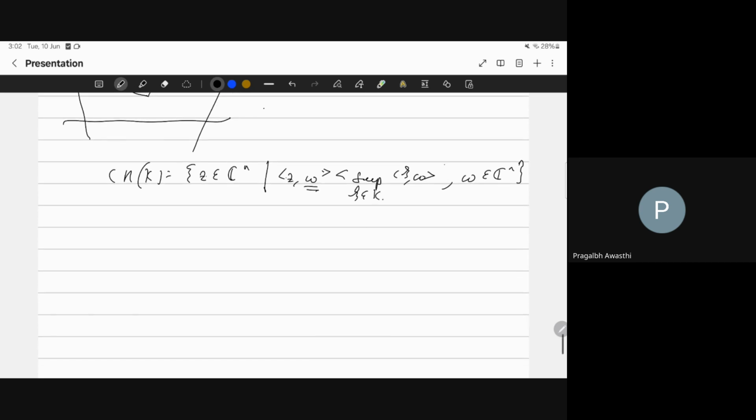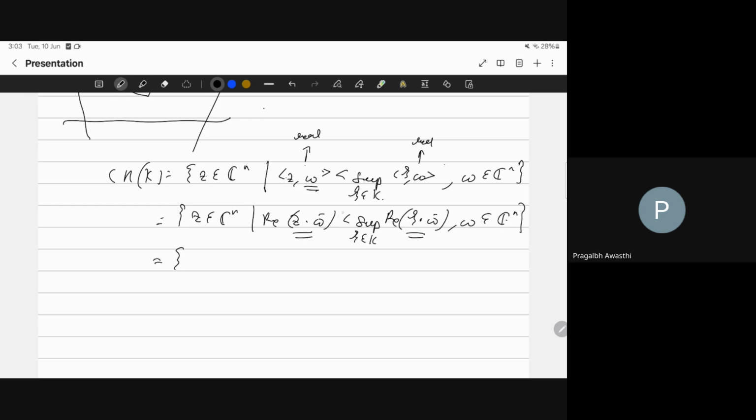But how can we rewrite this? So this is a real dot product. Recall we had seen that this is the same as the real part of z comma omega bar being less than the supremum over xi in K of the real part of xi dot omega bar, where this is now the complex dot product, for all omega in Cn.